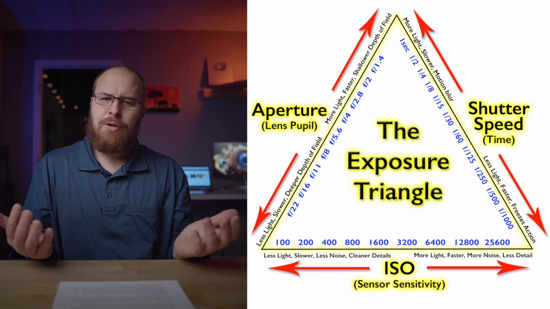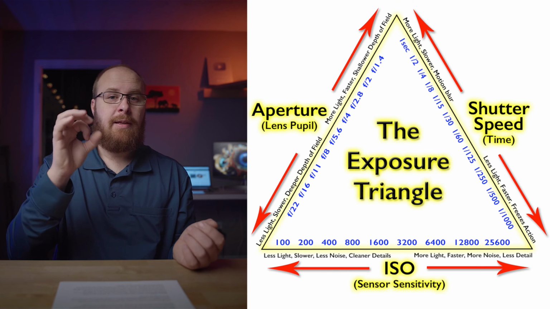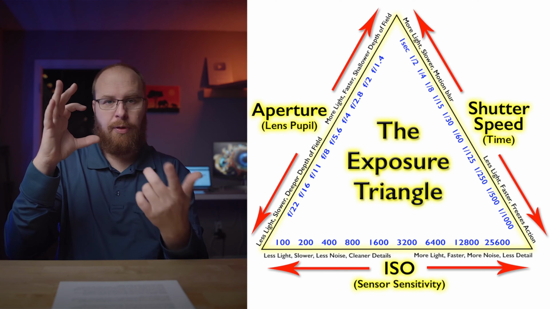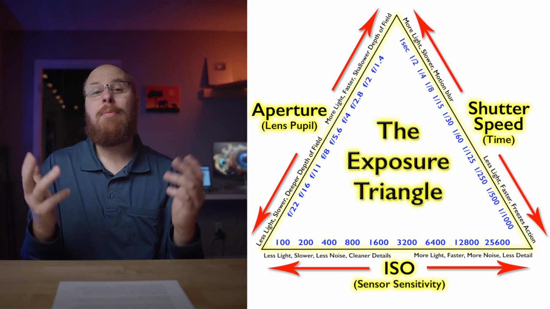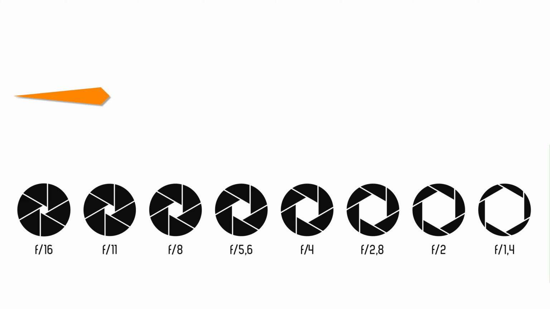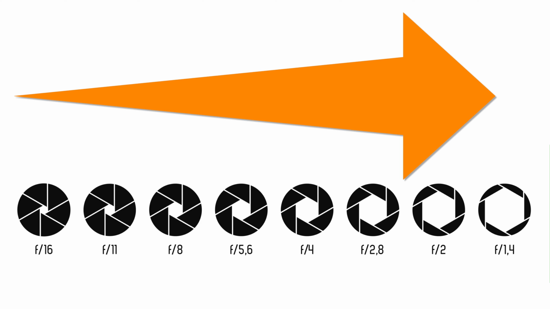So think of aperture like a lens pupil. The larger it is, the more light that can come through. The smaller it is, the less light that can come through over a period of time. Now, aperture is measured in f-stops, and the lower the f-stop number, the larger the aperture.